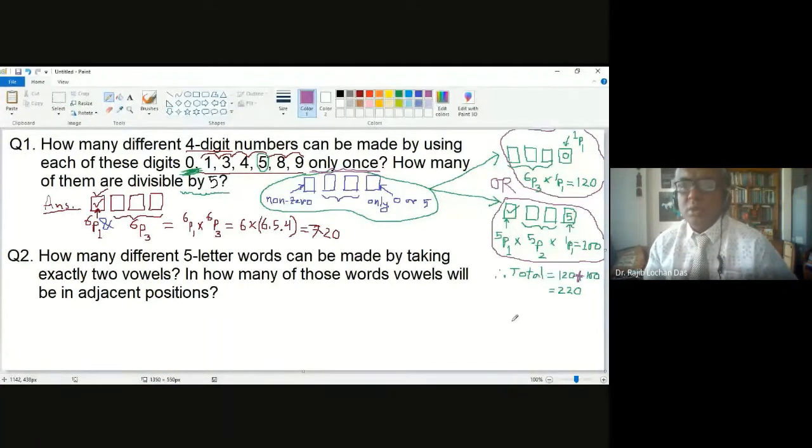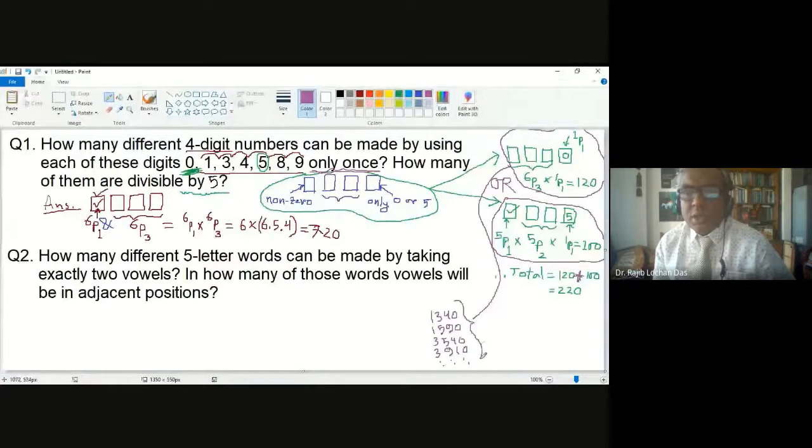So actually, we are not counting the 120 numbers here. If you want to see what the numbers are, then you will actually write them out, like 1030, 4050, 3540, 3910, and so on, so on, so on. So these are the 120 numbers. So it is counting: we are counting 1, 2, 3, 4, 5, 6, 7, like that.